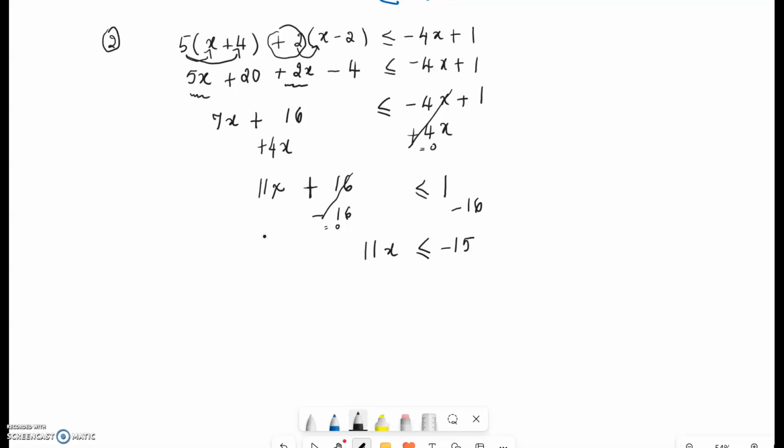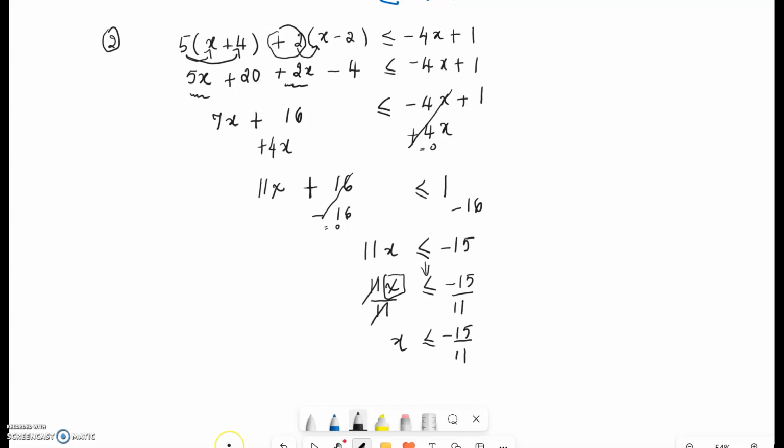And now we have to divide both sides by 11 to get rid of the 11, so we can get x by itself. 11 is a positive number, so the direction of the inequality remains unchanged. We cancel the 11s, and x is less than or equal to negative 15 over 11.